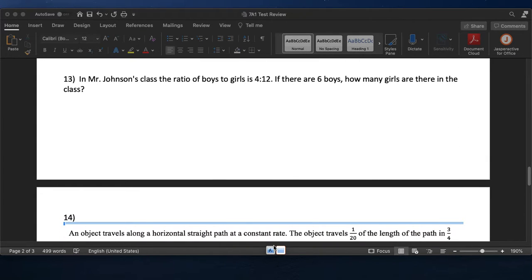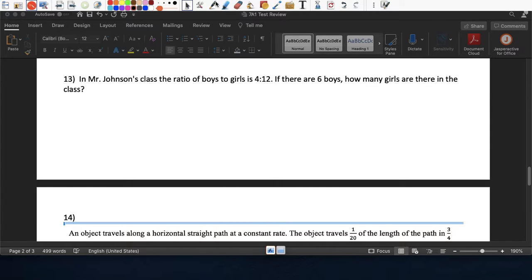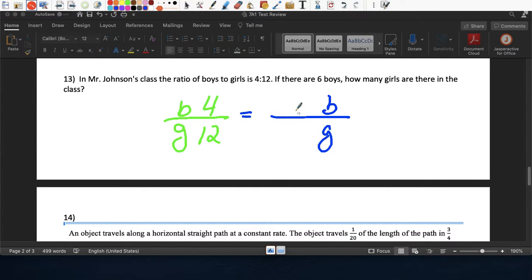13. Okay, 13. Mr. Johnson's class, the ratio of boys to girls. So there's boys and girls, and the ratio, I'm going to write as a fraction, is 4 to 12. If there's 6 boys, how many girls are there? So on this side, boys and girls. Instead of the question mark, I'm going to write x.